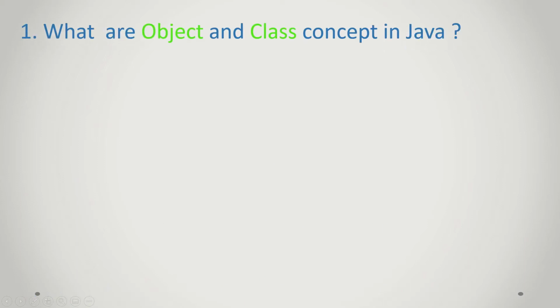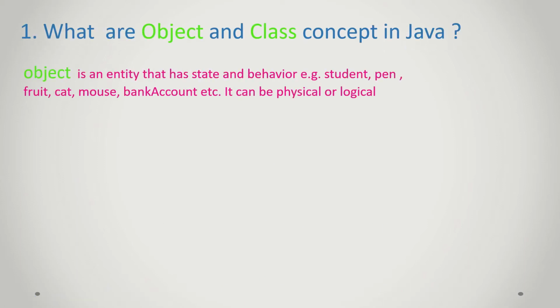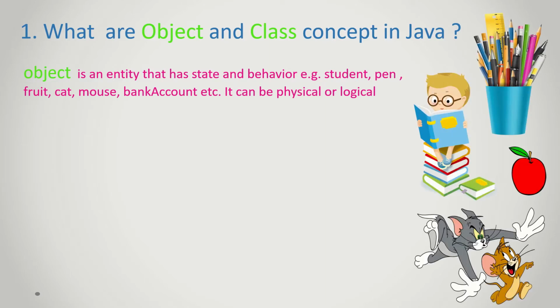Since Java is an object-oriented language, the first questions that come up are: what are the object and class concepts in Java? An object is an entity that has state and behavior. For example, consider this bunch of images.